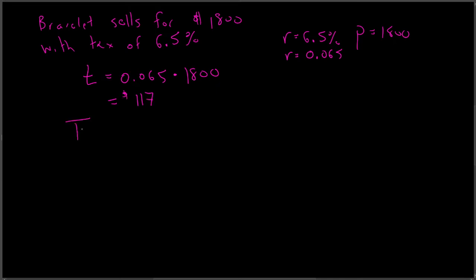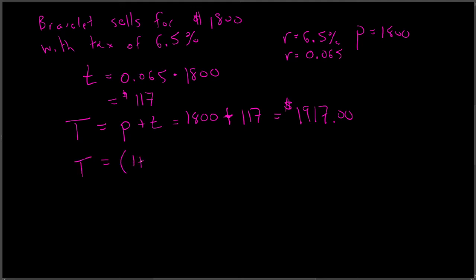The total price is the purchase price plus the tax, or $1,800 plus 117, which is $1,917. So the total price of this bracelet is $1,917. Well, if we do the other version, we say the total price is 1 plus the rate times the original price.